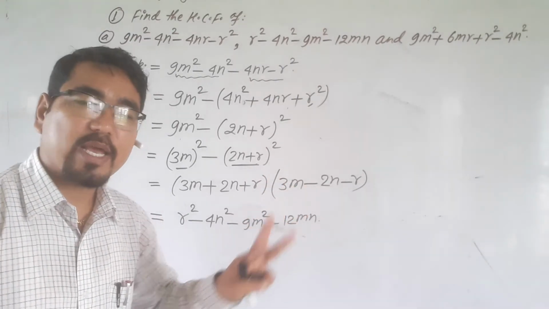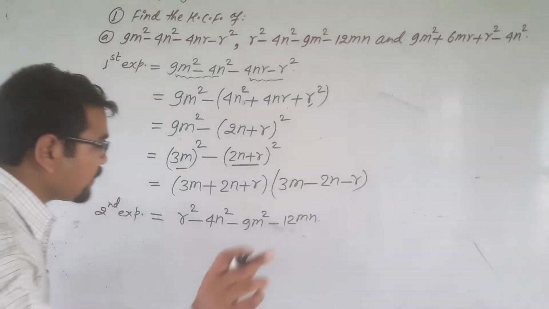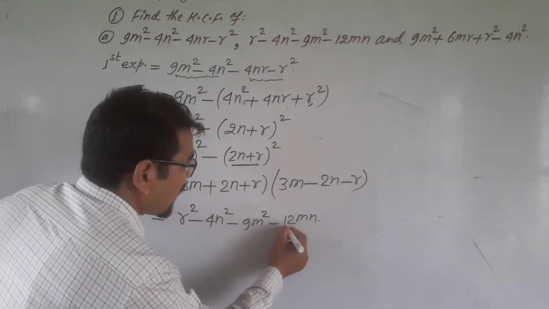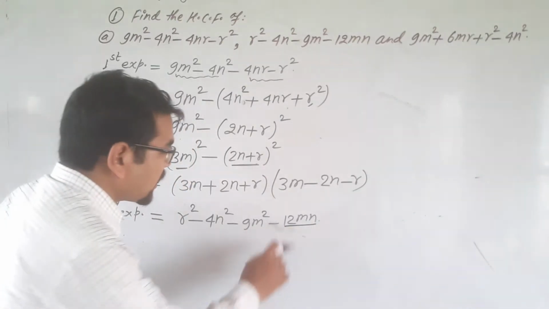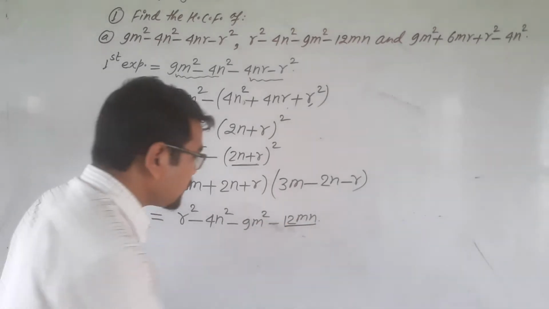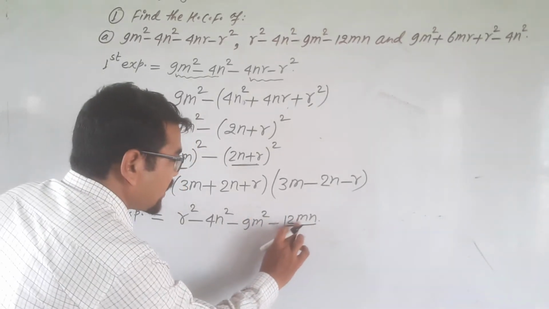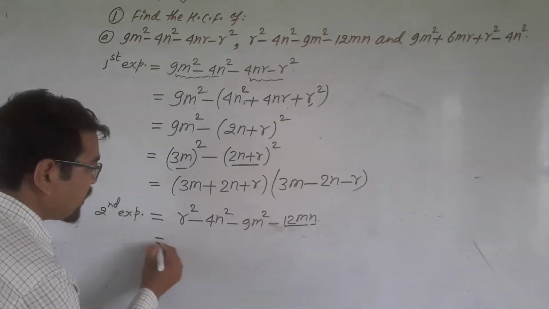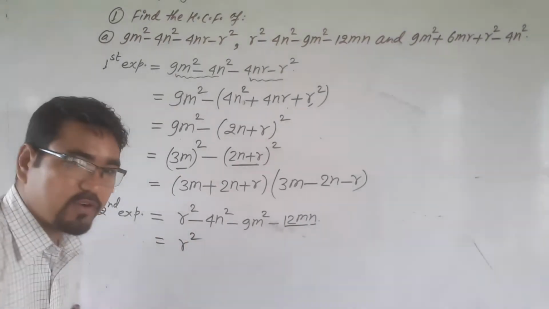Make a perfect square, and see what comes separately here. Everybody, you have seen here it is 12mn, where 12 is multiplied by m and n, so you can write m and n. Here we can separate the terms: r square we can write separately.